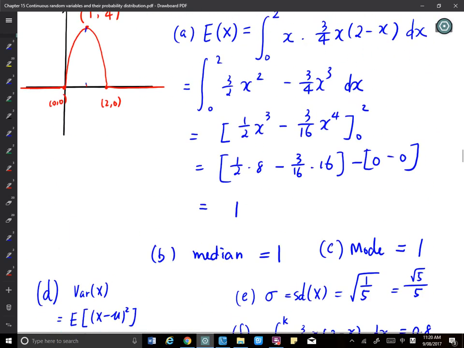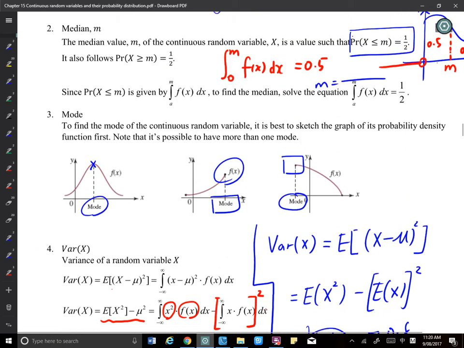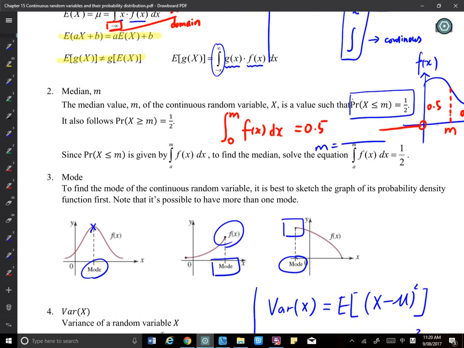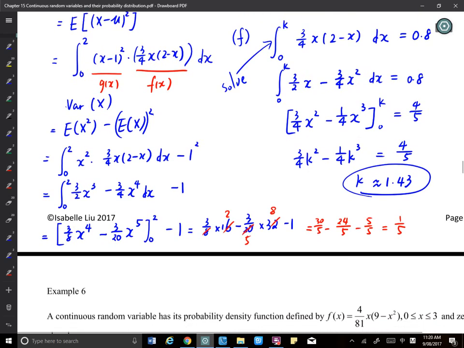Okay, so I just went through all the formulas on the first page. On this page, I have gone through everything you need to do.